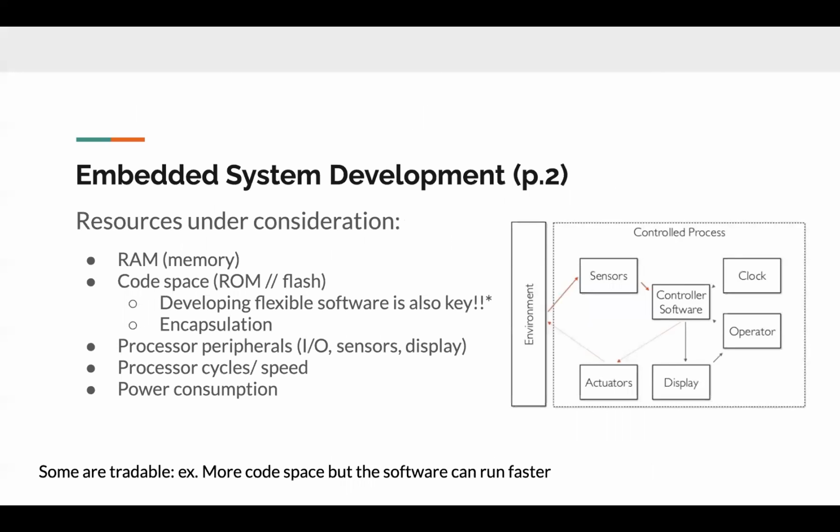So I also wanted to talk about what things you should consider when developing any type of embedded system. These are the surface ideas. So you always want to consider some type of RAM or memory and the code space. And one thing that I wanted to note is that anytime you're considering ROM or flash, you always want flexible code because any system is always going to have a specific purpose for an application. So you want to make sure that the system can support any changes.